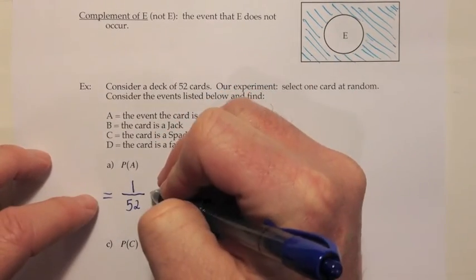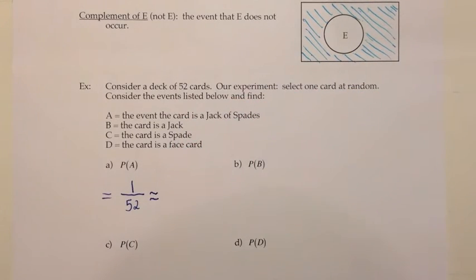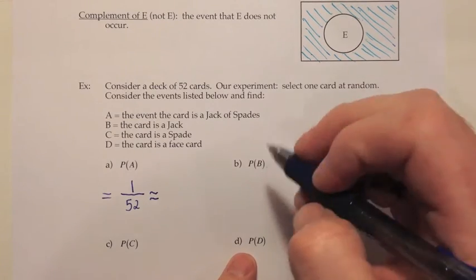And I'll go to a decimal for that in a moment, but let's go ahead and get all our fractions done first, and then we'll bring in the calculator. For the probability of event B, we want the card as a jack.